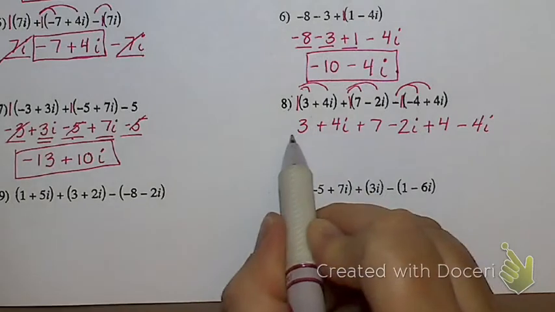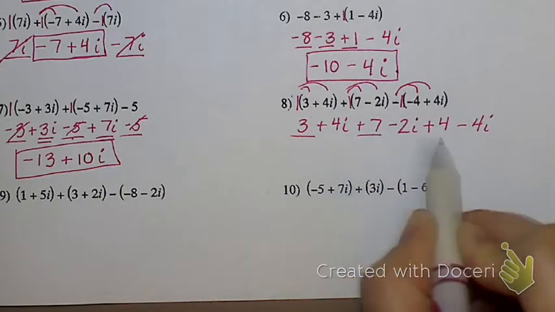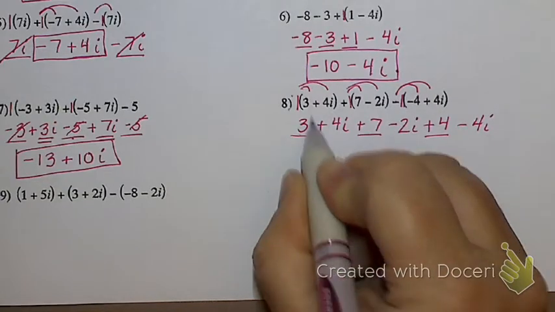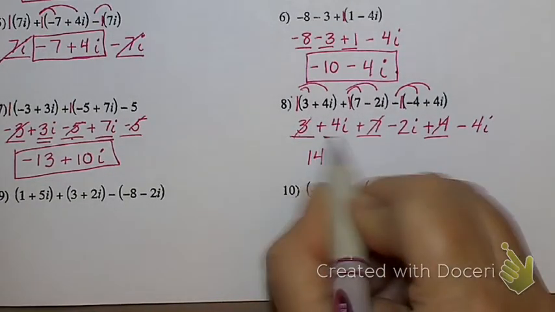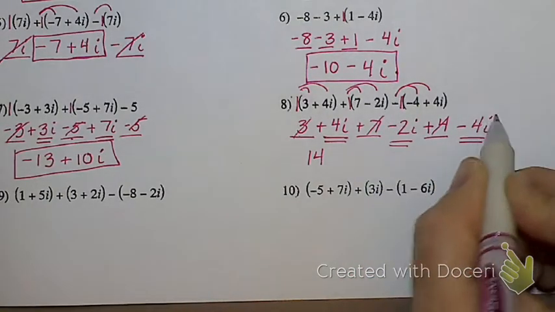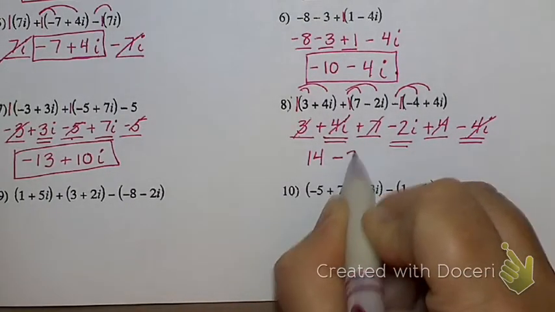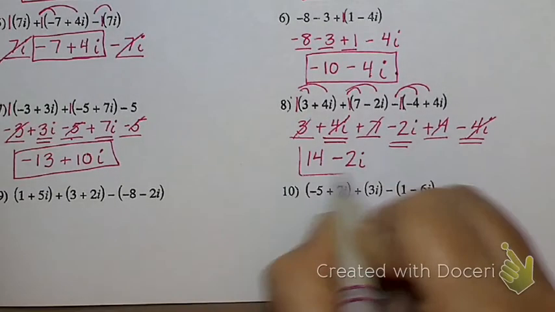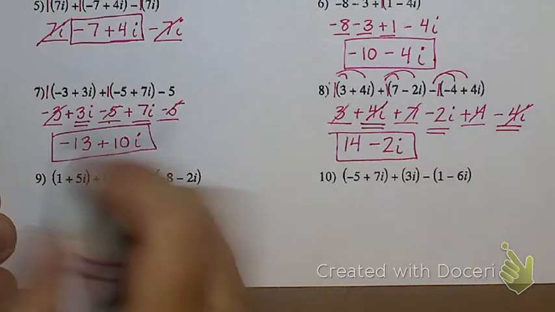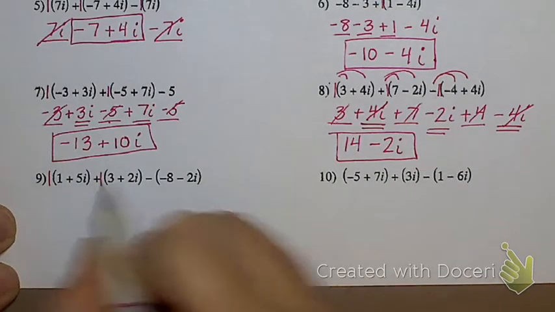So looking at just my numbers, 3 plus 7 is 10, plus 4 is 14. All right, done with those guys. 4i minus 2i minus 4i. I notice those two cancel, so I just have minus 2i. Woohoo!